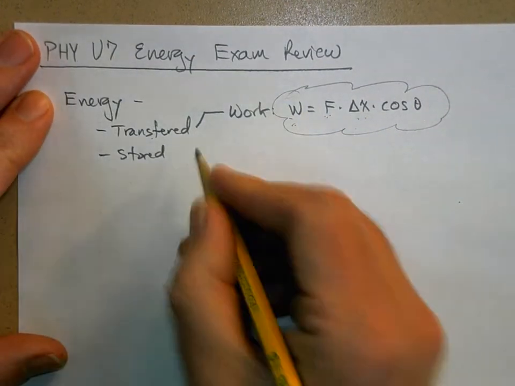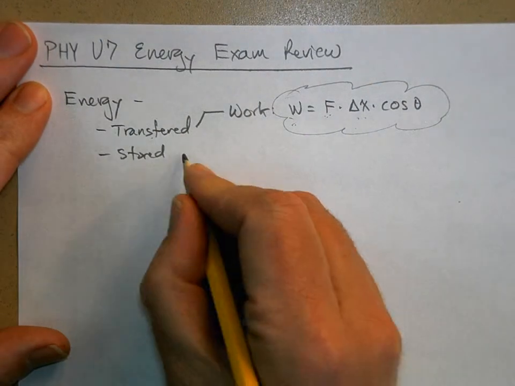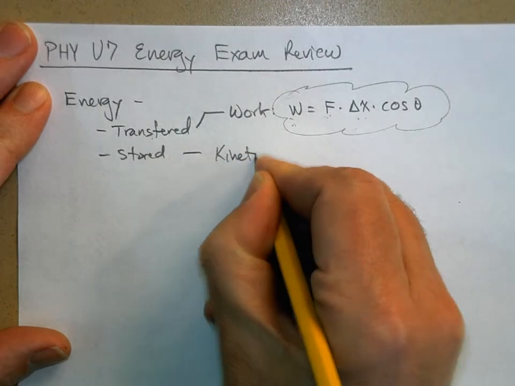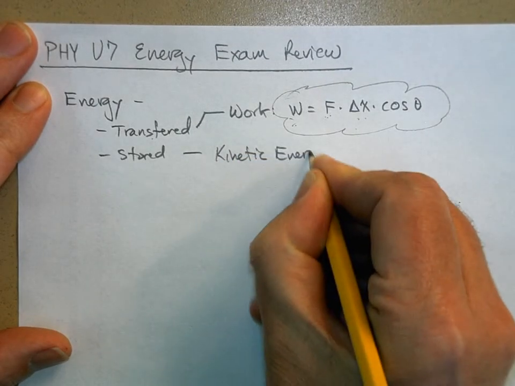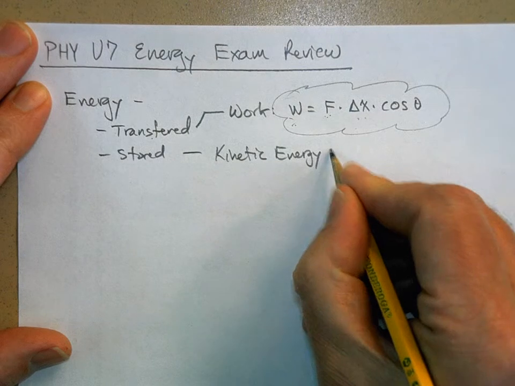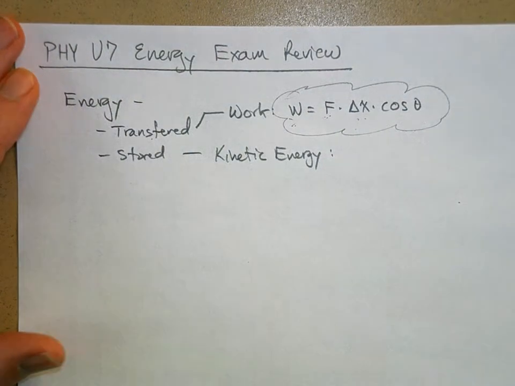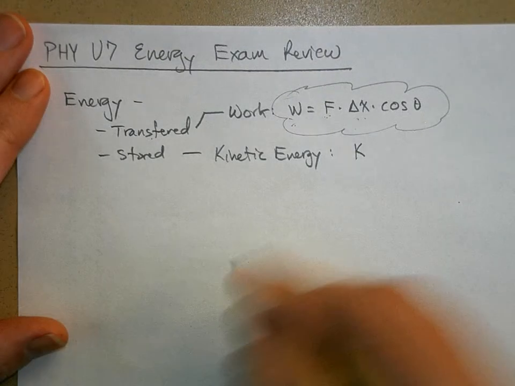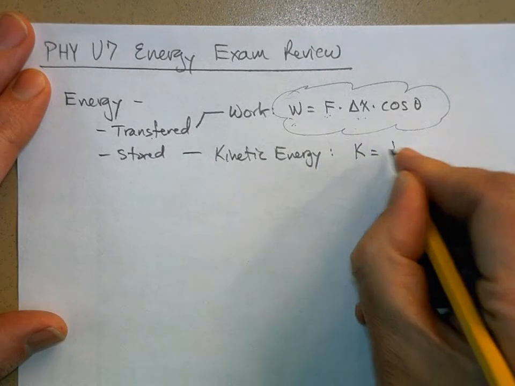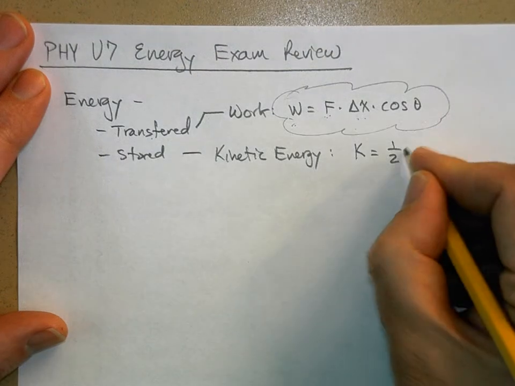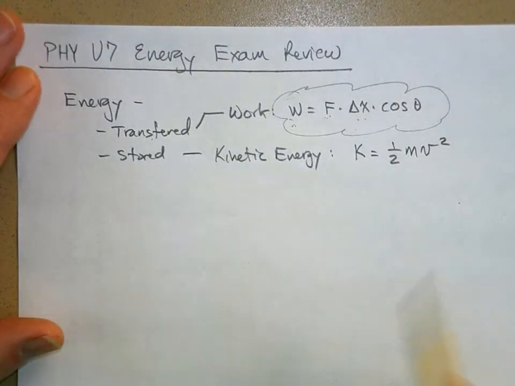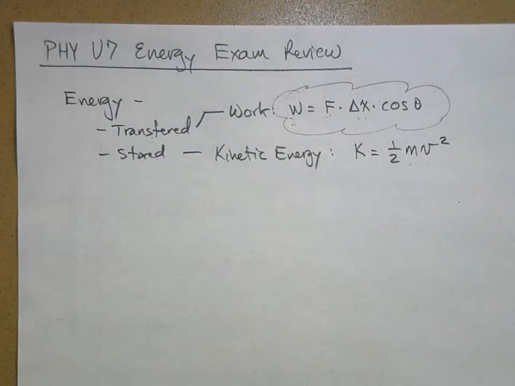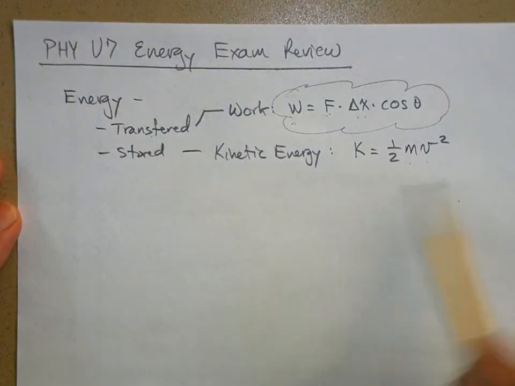Okay. Now, we have different ways of storing energy. You can store energy in motion. We call that kinetic energy. And we derived a formula for that. I'm not going to re-derive it now, but we use the capital letter K to represent kinetic energy. And that's equal to 1/2 the mass times the velocity squared. So if something has mass and it's moving, it has energy. How much energy? This tells you how much energy.